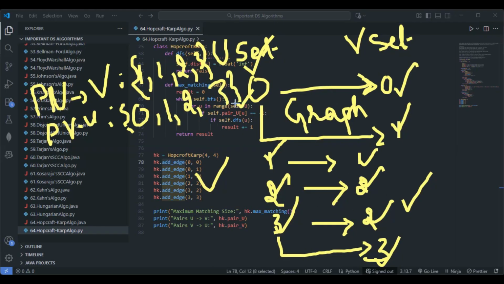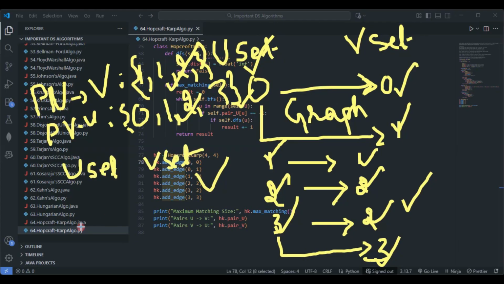So this will be actually double 1, 2, 3 as well as 0, 1, 2, 3. Right. So this is the output that we need to get here. Basically, in simple terms, see, U set. So I can just write it in this way: U set as well as the V set.